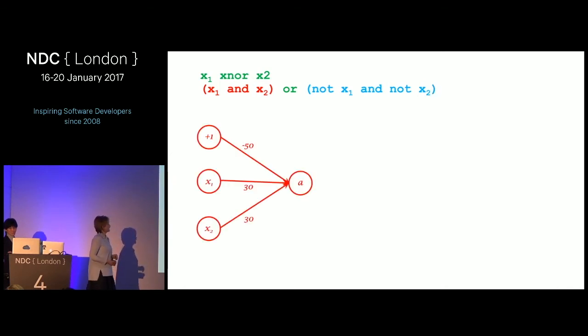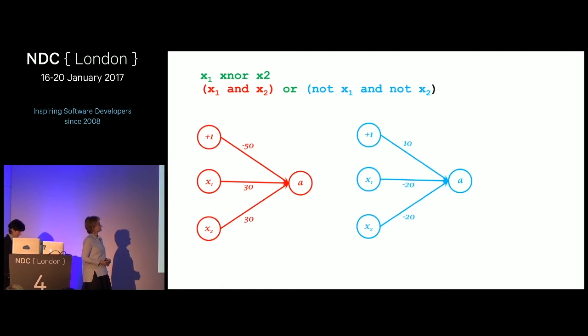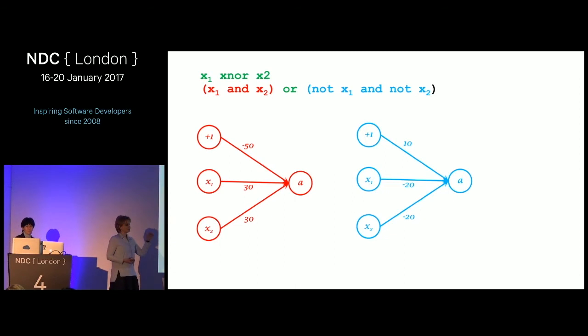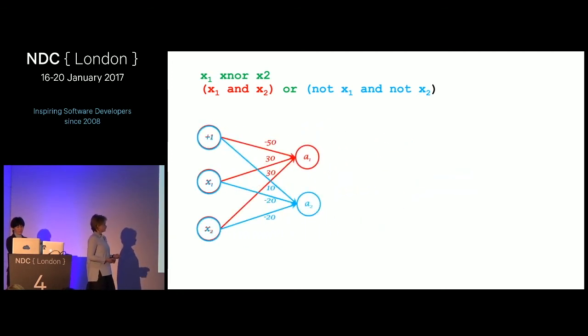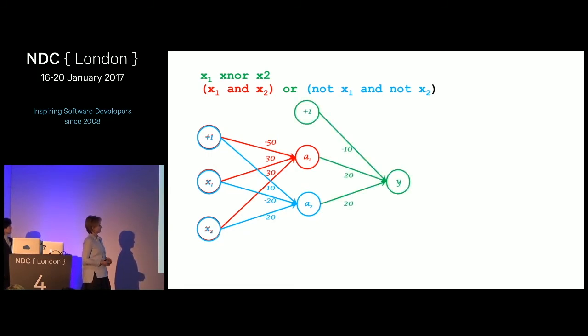First, we take a neural net that calculates our AND part. We have just seen it. Then we take a neural net that calculates our NOT x1 AND NOT x2 part. I will not go into detailed calculation of that, but if we do that, you will see that this is actually calculating what we want. And then we combine these two to create a hidden layer. And then we apply these hidden layer values to the next layer, where we calculate our output.